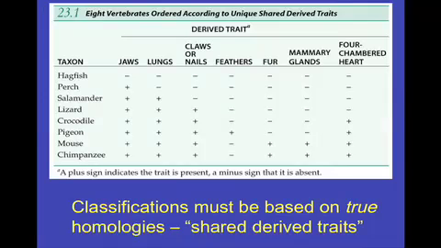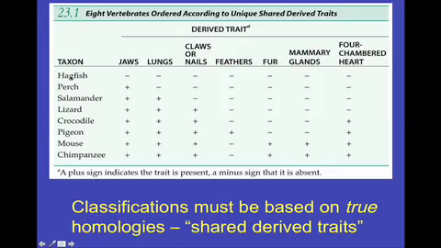So when people do these classifications and base them on physical characteristics, they want to make very certain that the trait is a true homology. Sometimes you see the term derived trait, and that means that we possess it because it's derived from what our ancestors had. Okay, so that's common ancestry. So classifications must be based on true homologies, which are shared derived traits.